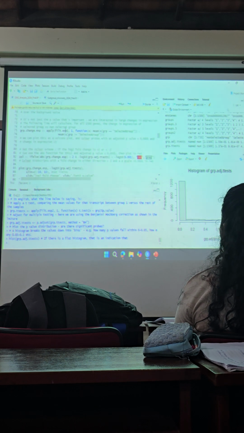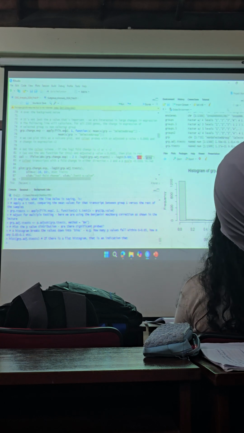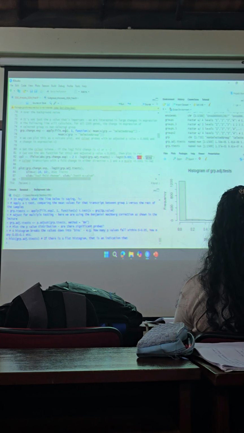Okay. The next step is we drew a volcano plot. You need 2 values for that. One is the p-values, the adjusted p-value, right? And the other is the fold change. So you have to look at the significance as well as how much difference is present for each gene.